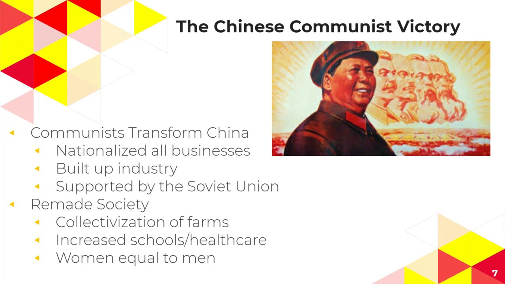And he immediately begins to build up industry. He wants to make more steel. He wants to make more oil. He wants China to become a modern industrial economy like the Soviet Union or the United States. And he gets a lot of his support from the Soviet Union. China is a major communist power. The Soviet Union is kind of the leader of the communist world. So the Soviet Union began shipping agricultural products, machinery, and weapons to China to support them.